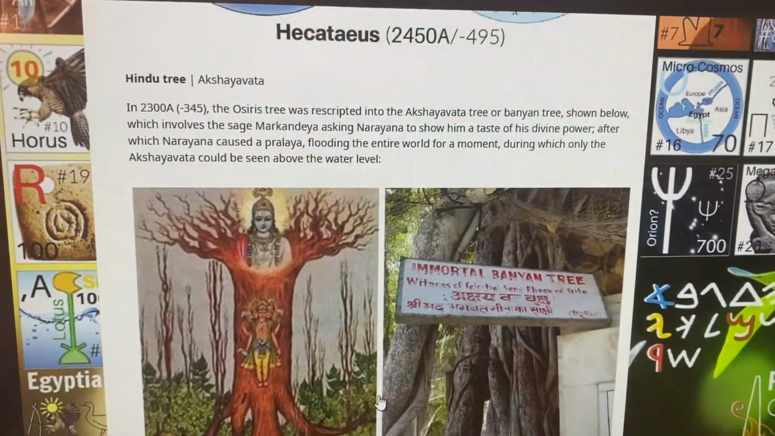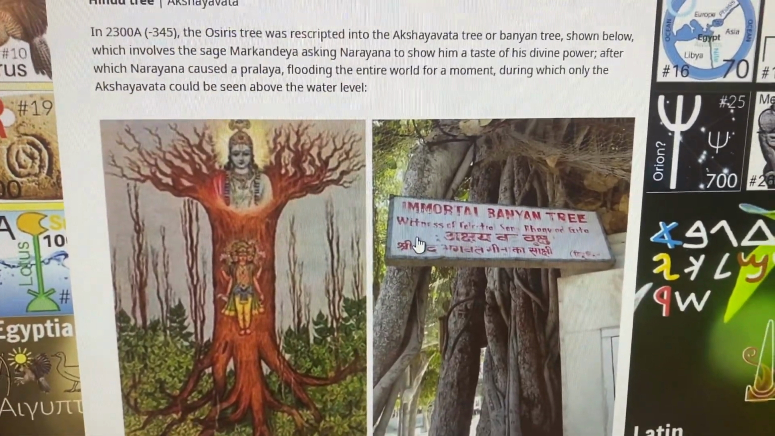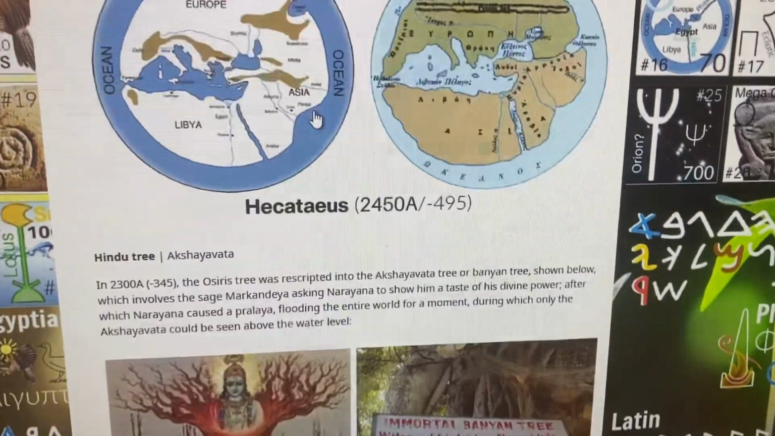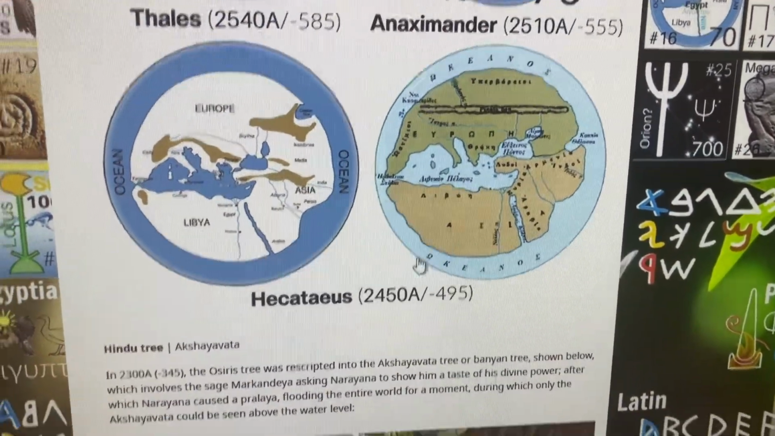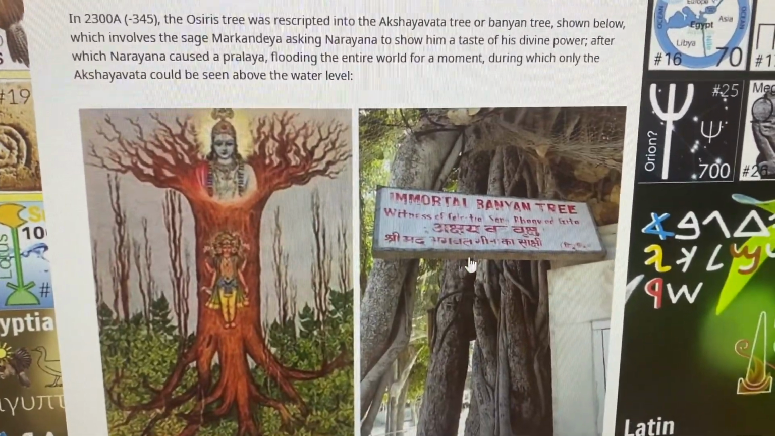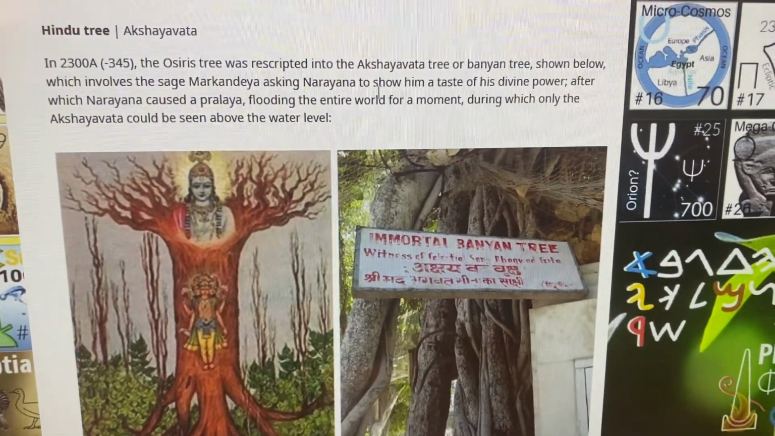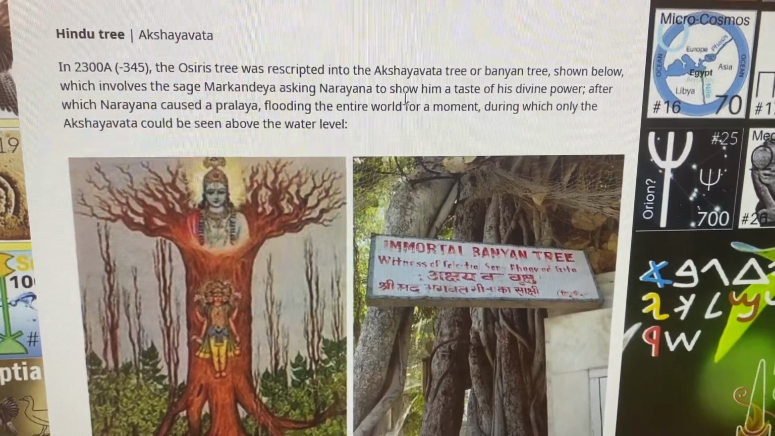Here's the Hindu tree. So the Egyptians conquered India, or Sesotris, and he taught them this Teal cosmology. So their tree is called the Banyan tree, or the Akshayavati tree.